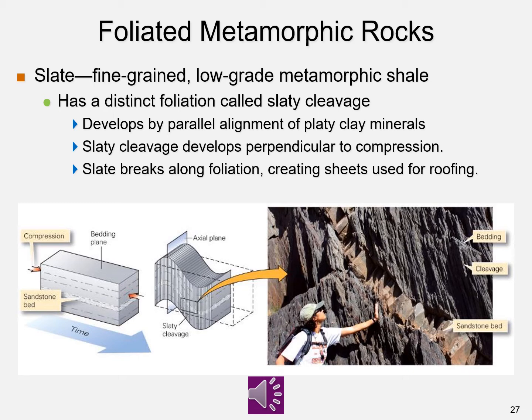Slaty cleavage develops when compression causes clay flakes to reorient and grow in an orientation roughly perpendicular to the direction of compression. For example, horizontal compression of a sequence of horizontal shale beds produces vertical slaty cleavage, the image on the left. Commonly, such compression also causes the layers to bend into curves called folds.